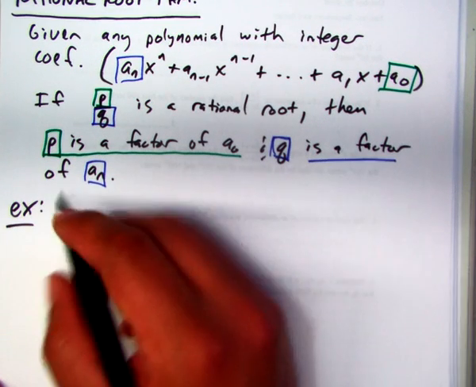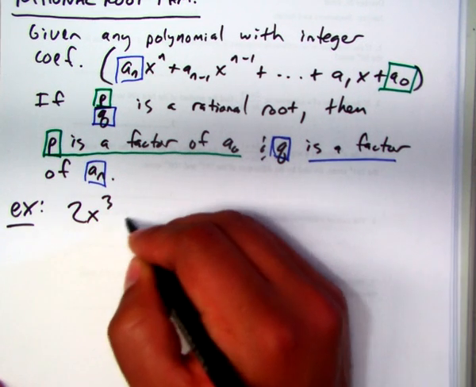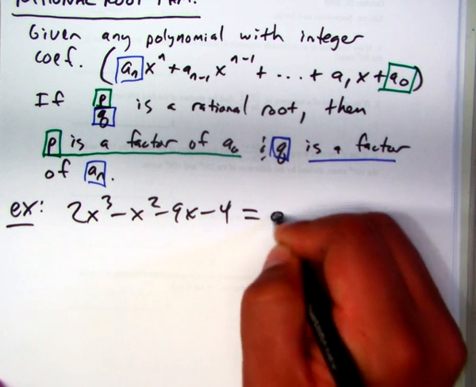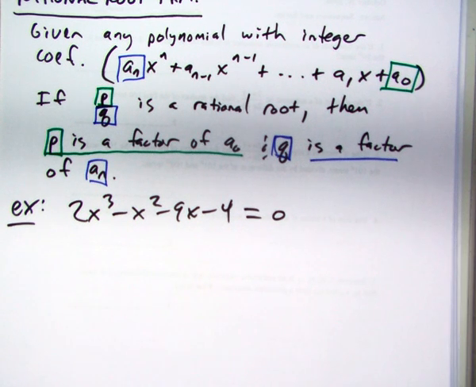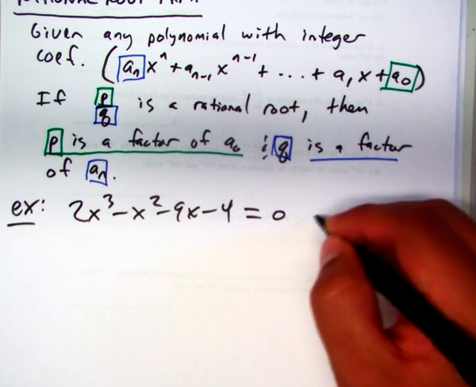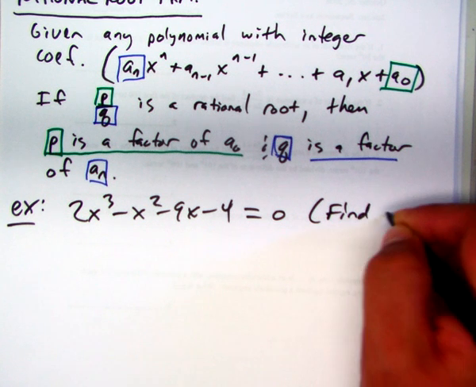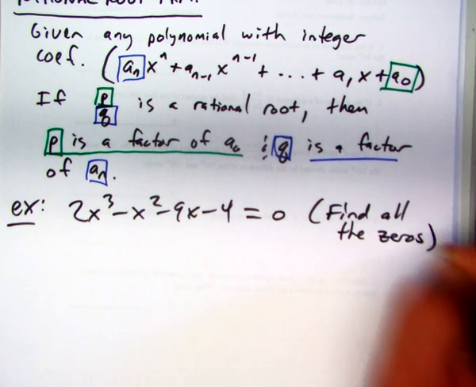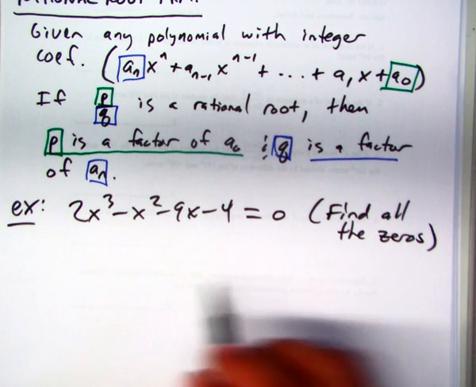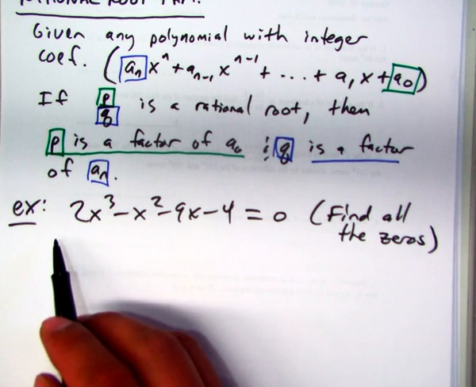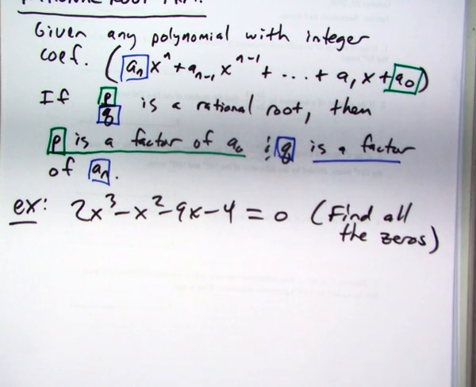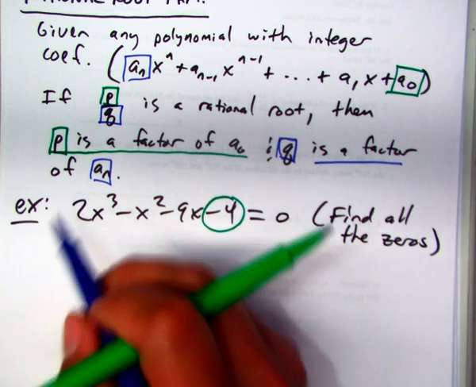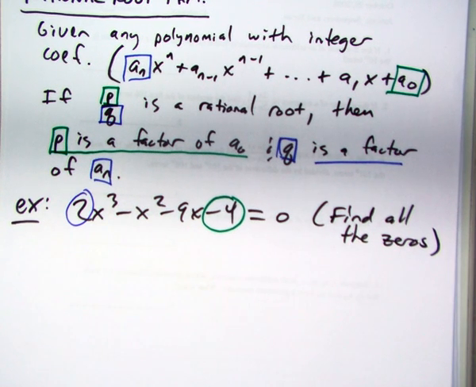Okay, so for example, if we have 2x cubed minus x squared minus 9x minus 4 equals 0, and we want to find all the zeros, then we have -4 and 2 as our p's and q's.